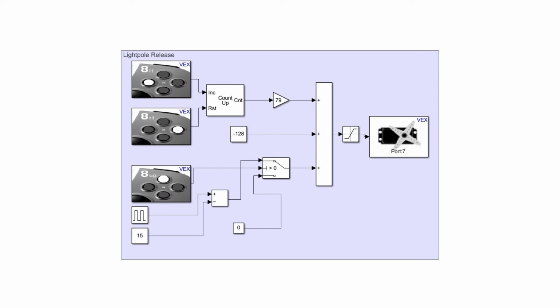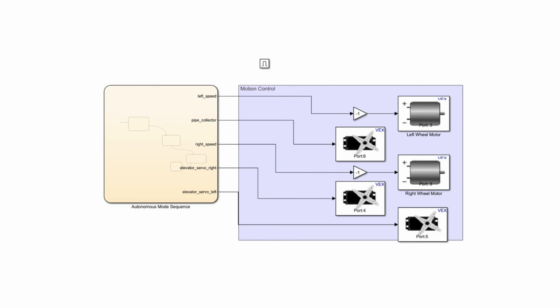We also used the 8-up button combined with a pulse generator to allow us to wiggle the release mechanism to ensure that the light poles were able to leave the holder on the robot.